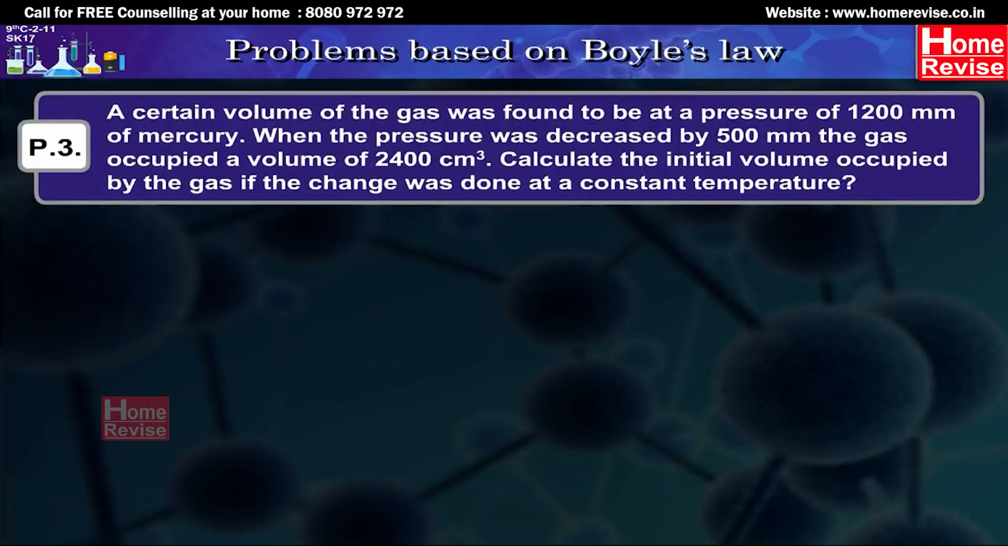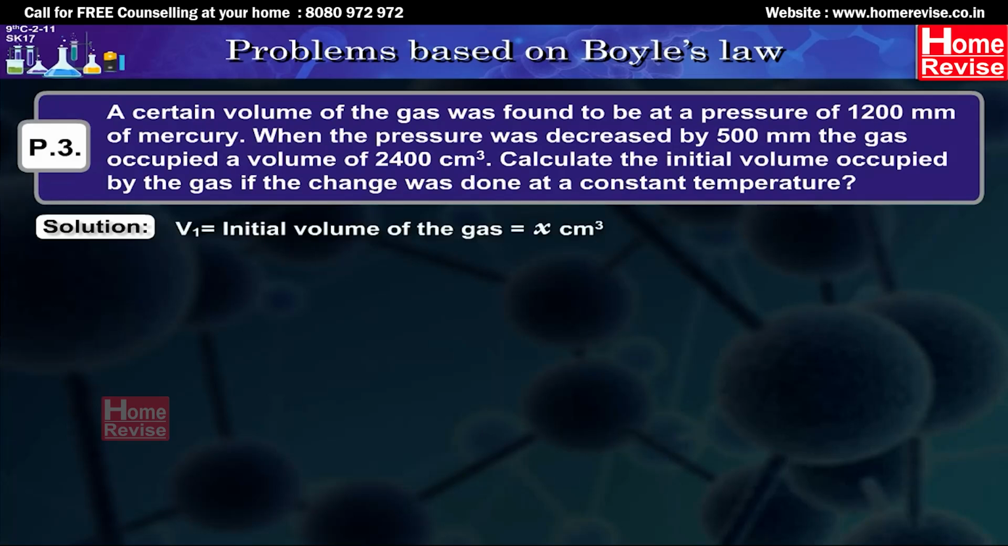Problem 3. A certain volume of the gas was found to be at a pressure of 1200 millimeter of mercury. When the pressure was decreased by 500 millimeter, the gas occupied a volume of 2400 centimeter cube. Calculate the initial volume occupied by the gas if the change was done at a constant temperature.